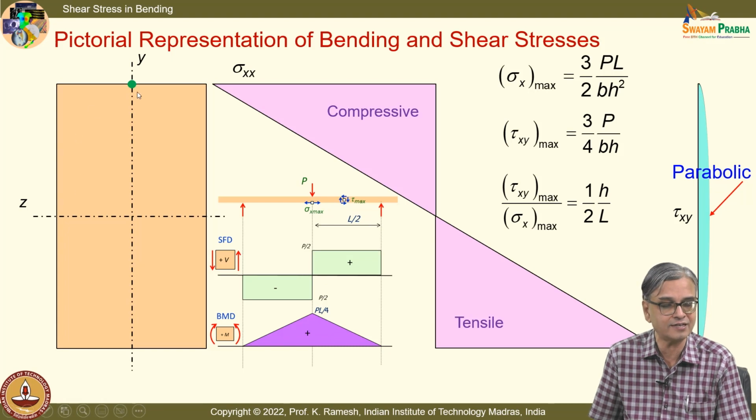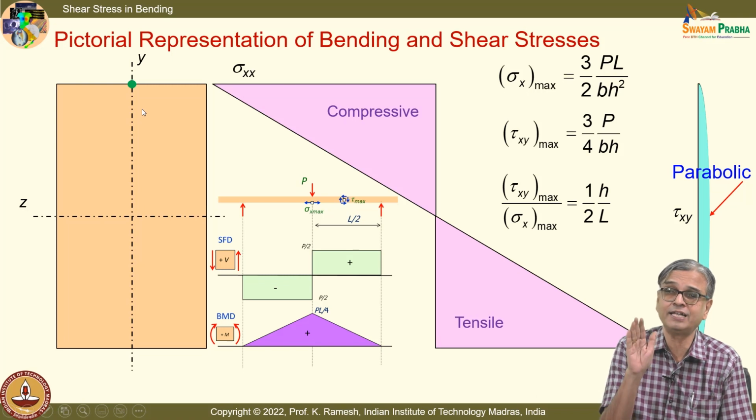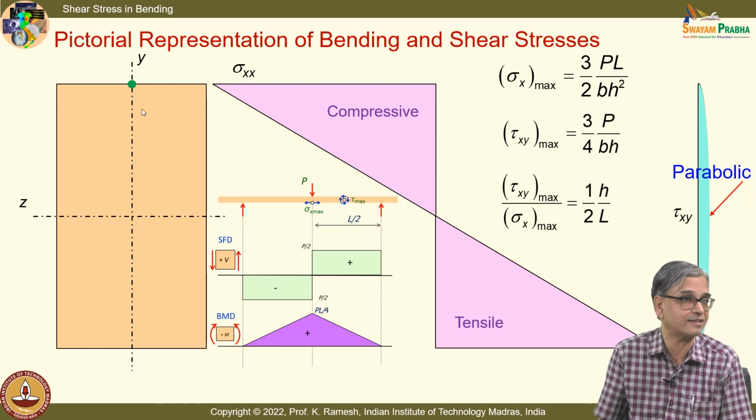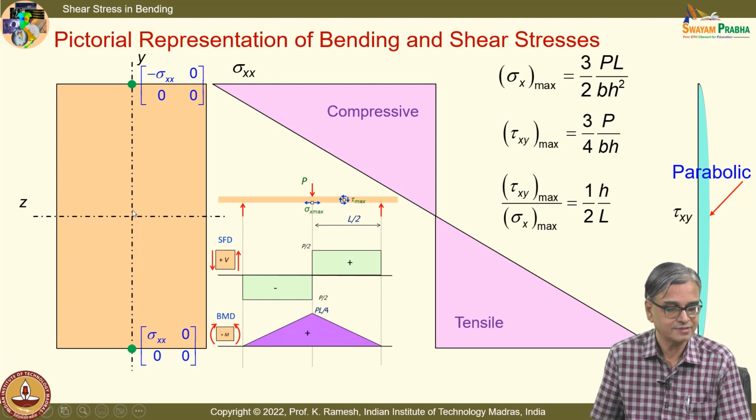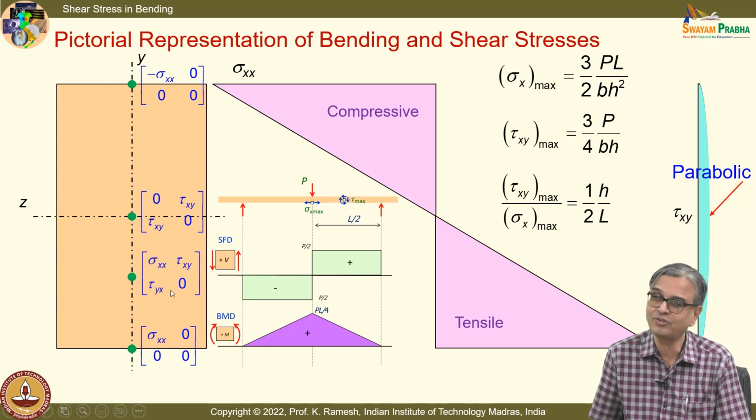Can you tell me what is the stress tensor here? I want you to develop it. See, by the flexure formula, you get only one component of stress. You should know how to write this as a stress tensor. It is minus sigma xx, 0, 0, 0. And can you tell me what is the stress tensor here? It is tensile. So, it is sigma xx, 0, 0, 0. What is happening at the center? 0, tau xy, 0. What is happening at an in-between point? It is sigma xx, tau xy, tau xy, 0.